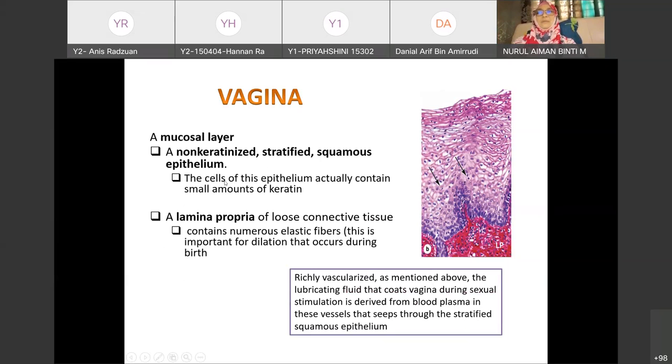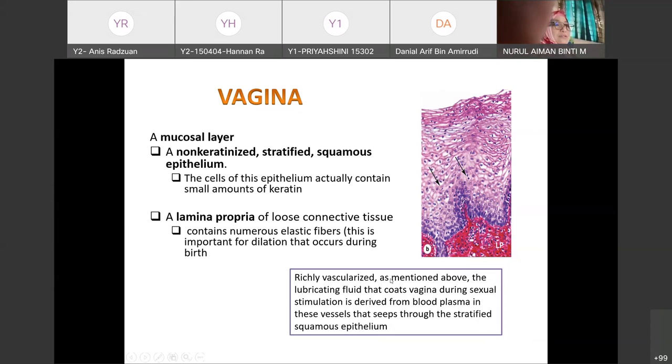The cells contain a small amount of keratin, and a lamina propria of loose connective tissue contains numerous elastic fibers. If you use special stain, yes, you can find a lot of elastic fibers. This is important for the dilatation that occurs during birth. You can see in delivery of the baby, how big the head of the baby is, 3.5 kilo, going through the vagina wall. That's amazing, because of those elastic fibers. If you don't have elastic fibers, then after delivery the vagina is not going to contract, right?